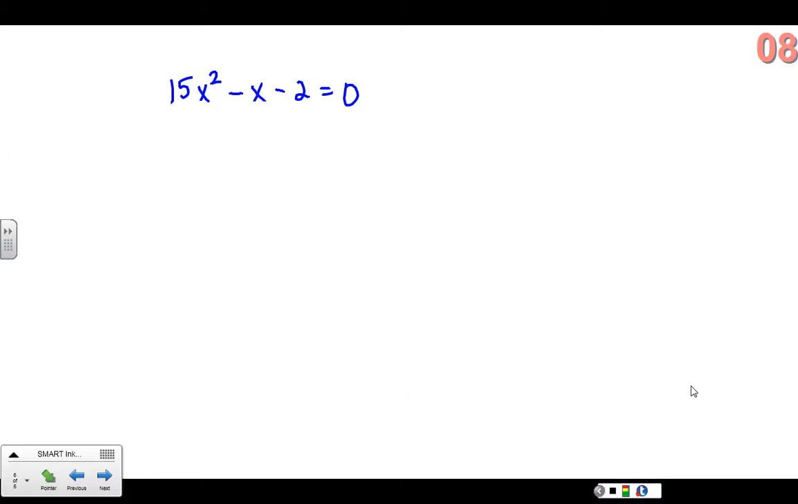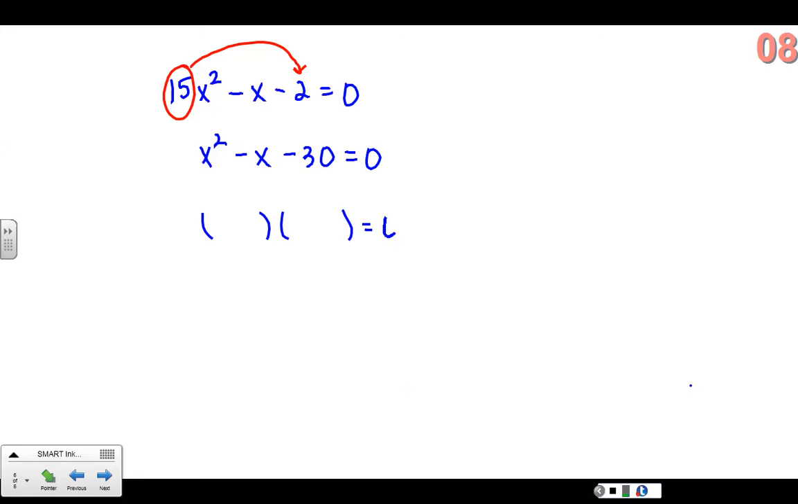Some of you may have forgotten how to do bottoms up factoring. This is a neat little trick. If you take the leading coefficient and multiply it times the constant, you would get x squared minus x, and then that's minus 30 equal to 0. So this is a much easier polynomial to factor. Two numbers that multiply to give me negative 30 but add to give me negative 1. So it'll be negative 6 and positive 5, to make negative 1.